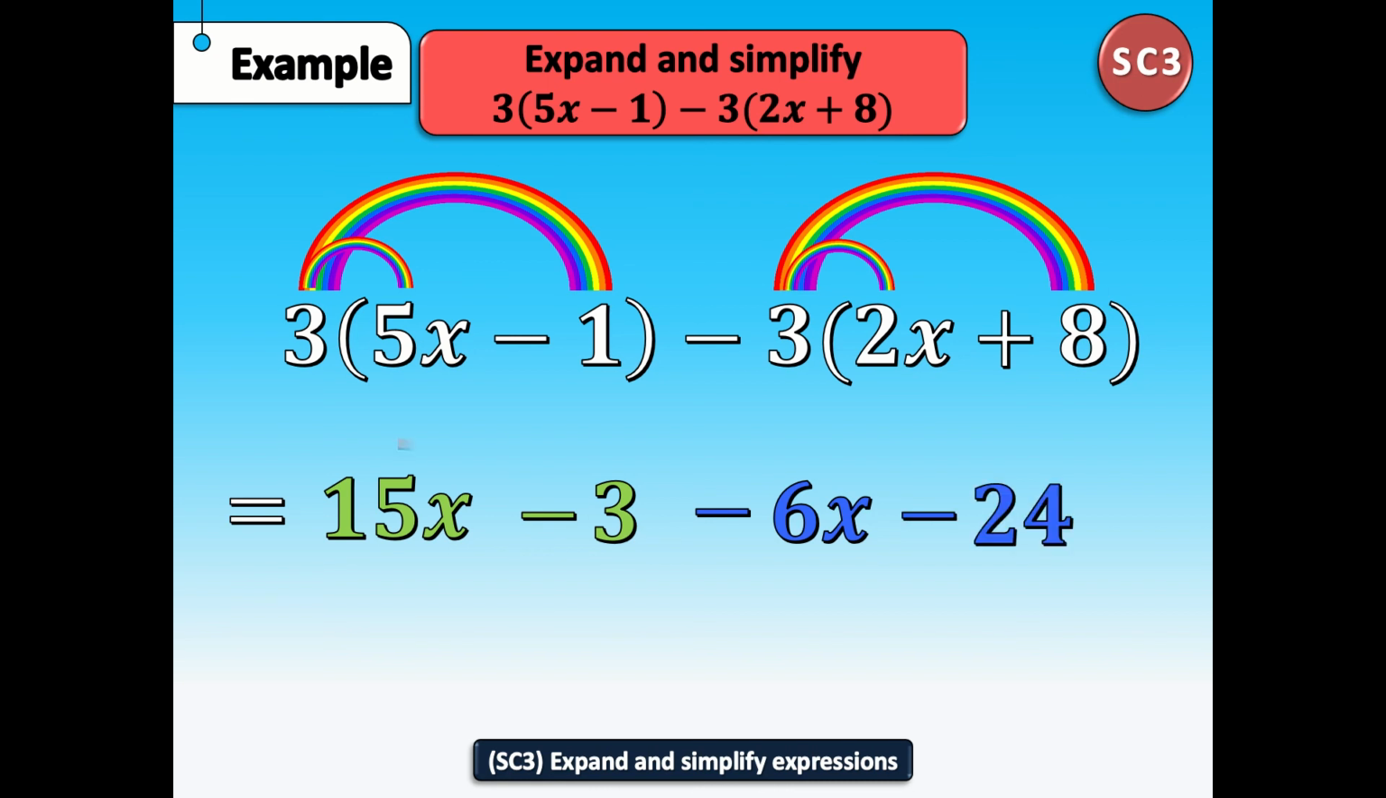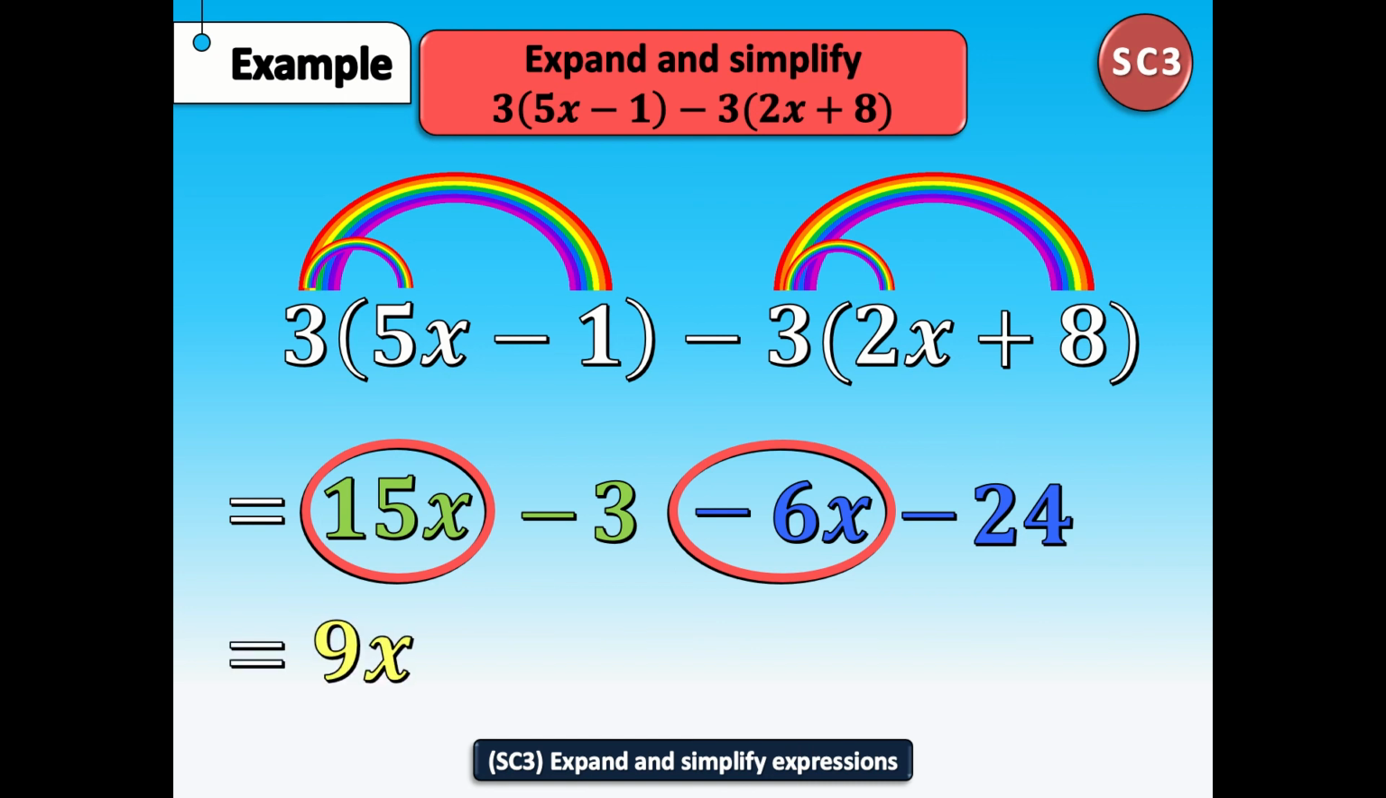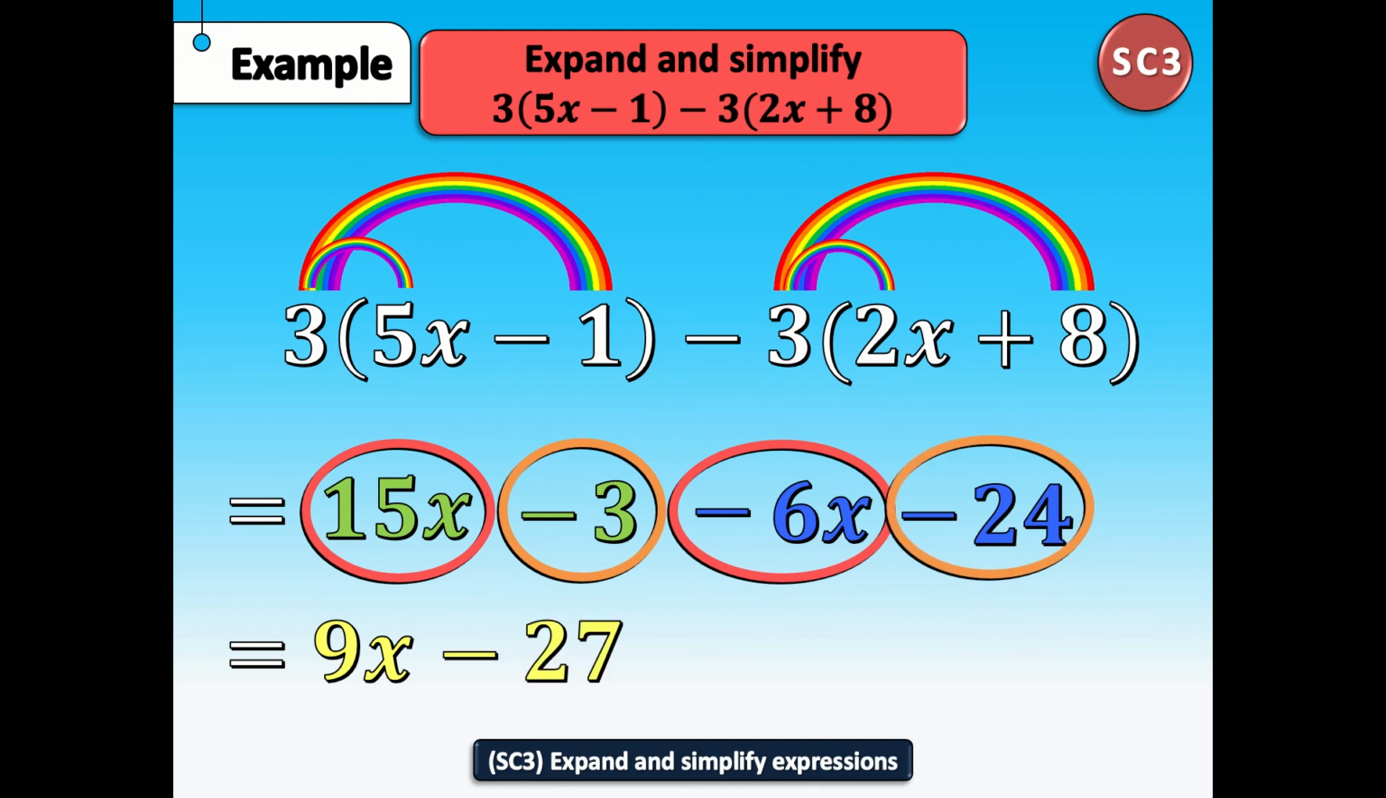Now we can simplify. 15x take away 6x. Remember to use the sign that's in front of the number. So 15x minus 6x is 9x, and minus 3 minus 24, so we go down the number line 24 places, so that's minus 27.